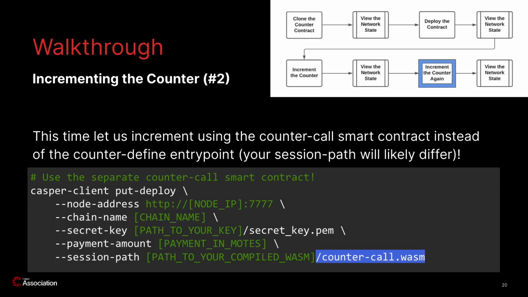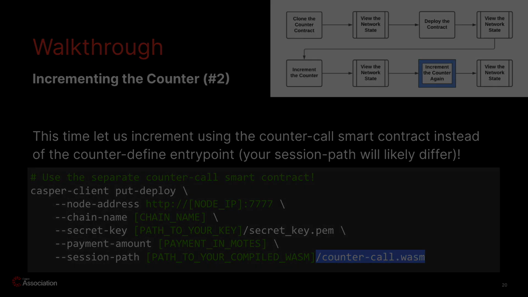So we did have a second contract named counter call. Let's see if we can increment the count using that this time. Keep in mind, as I mentioned earlier, this is another put deploy call, just like when we called counter inc a moment ago. And it goes without saying that these paths are obviously going to be different for you depending on where you compile the contract. But for me, it's going to be what you're going to see in a second. So let's give this a shot and see if we can increment the counter this way.